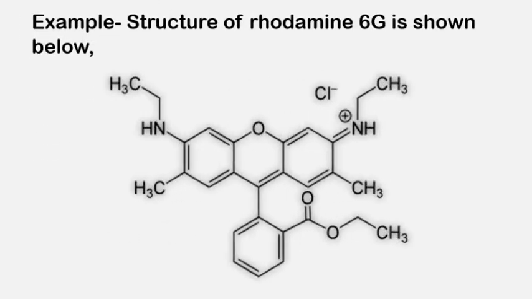To explain the presence of the above core structure in the structures of the rhodamine dyes, we can take an example, that is rhodamine 6G. This is the structure of rhodamine 6G dye, in which we can clearly see the presence of the above core structure, and there are also some little variations in the side groups, which lead to the formation of the structure of rhodamine 6G.